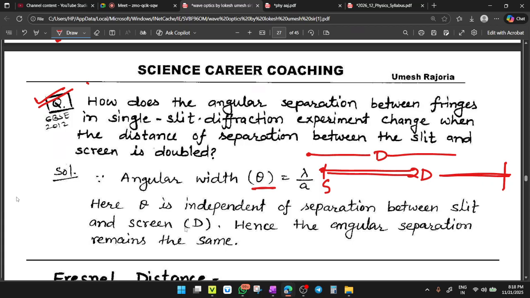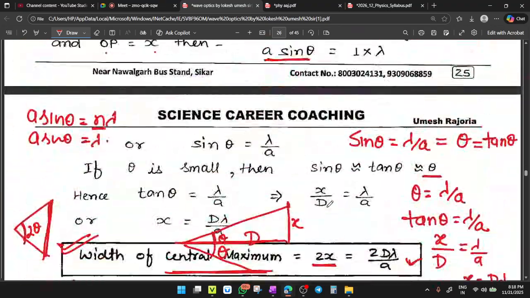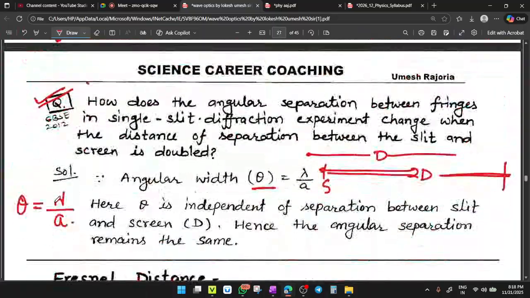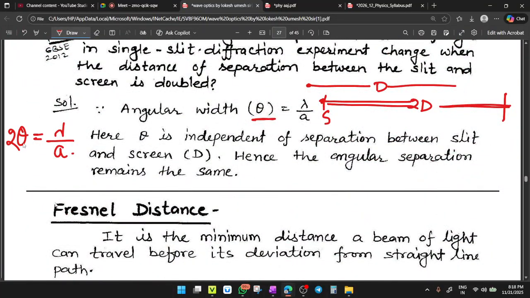So what is the formula for angular width? Angular width is given by theta equals lambda by a. Clear or not clear? So 2 theta equals 2 lambda by a, no problem. So total angular width is equal to 2 theta, which equals 2 lambda by a.